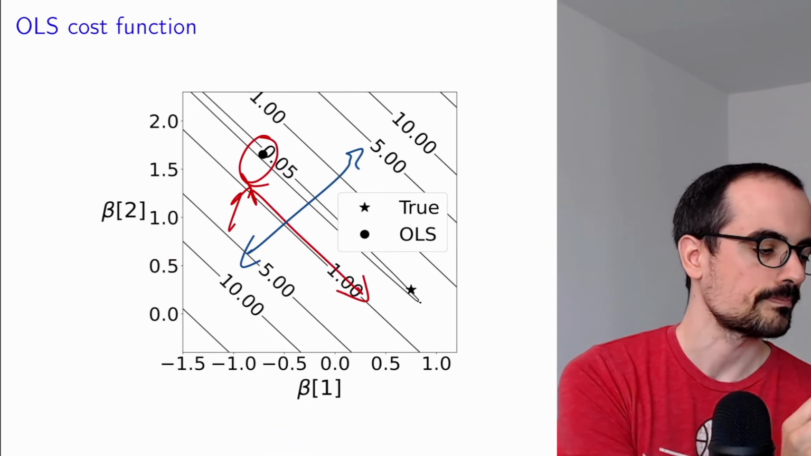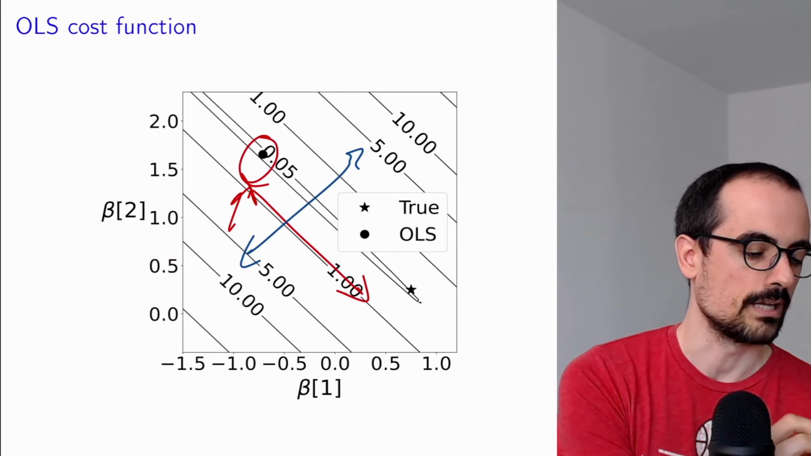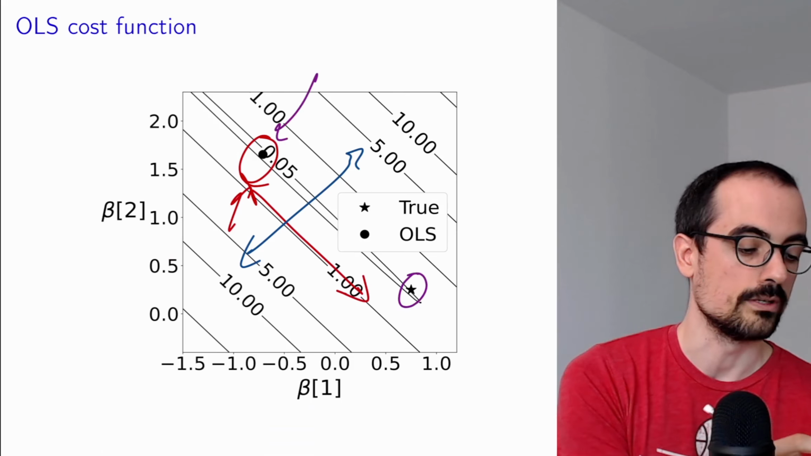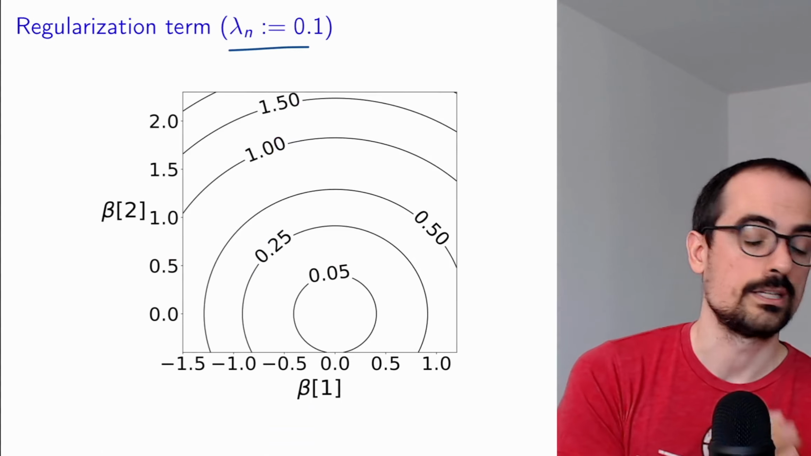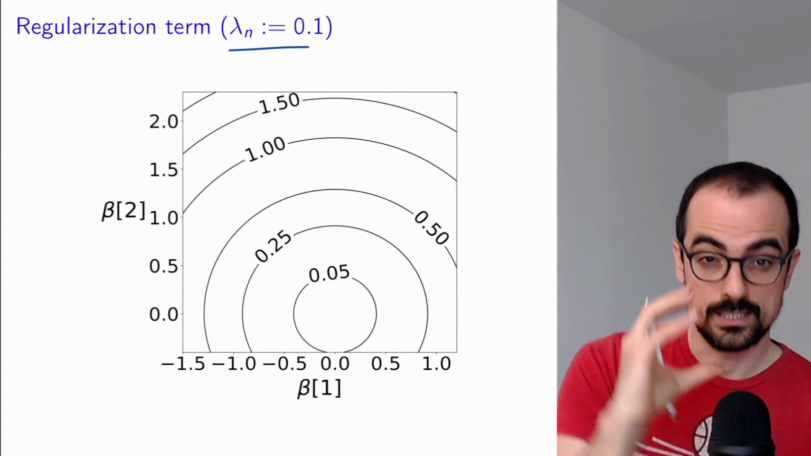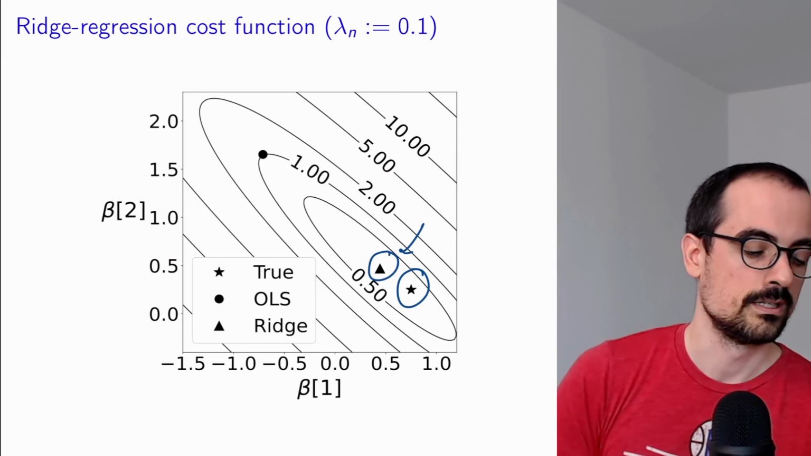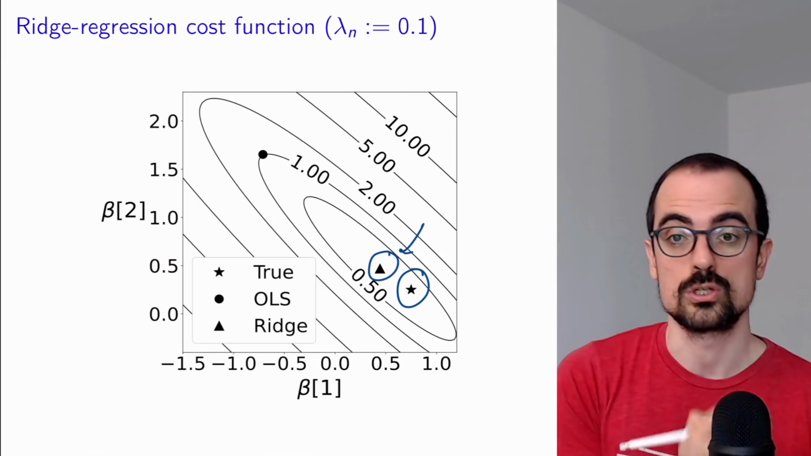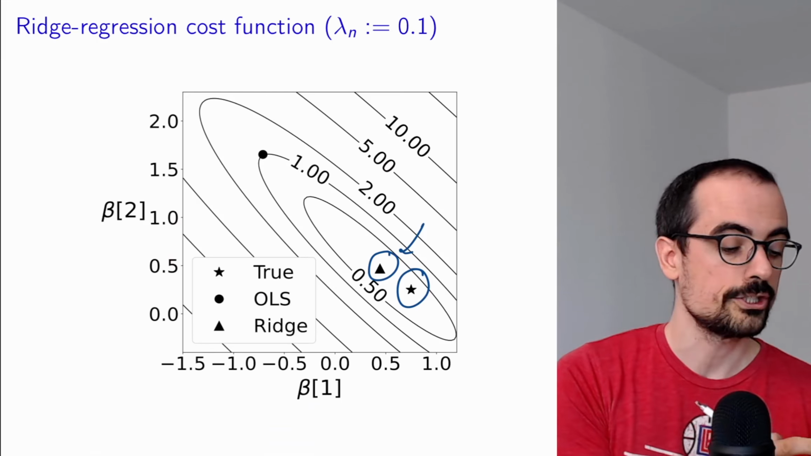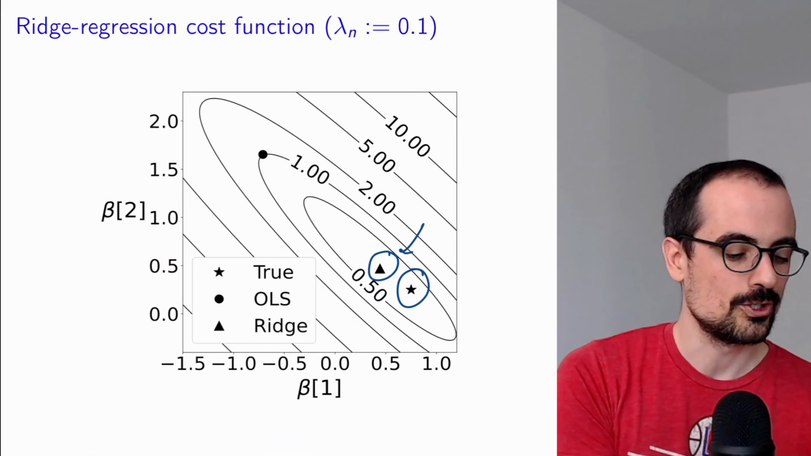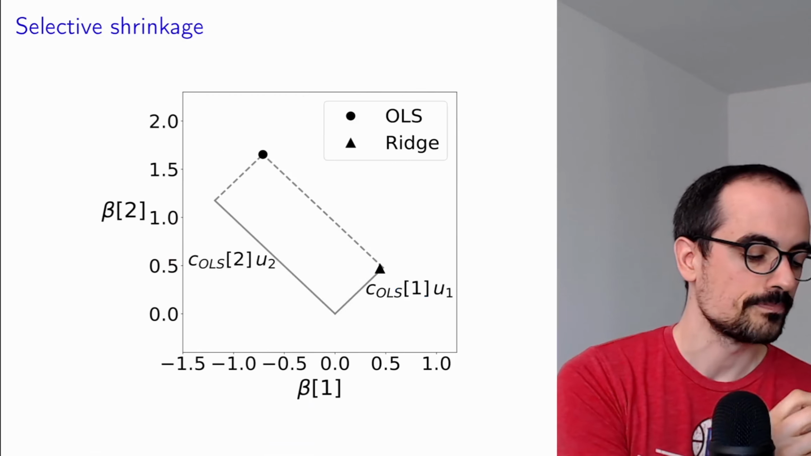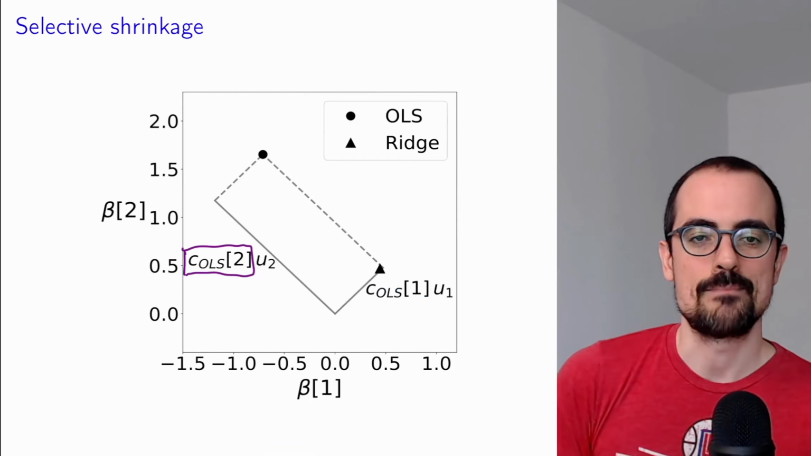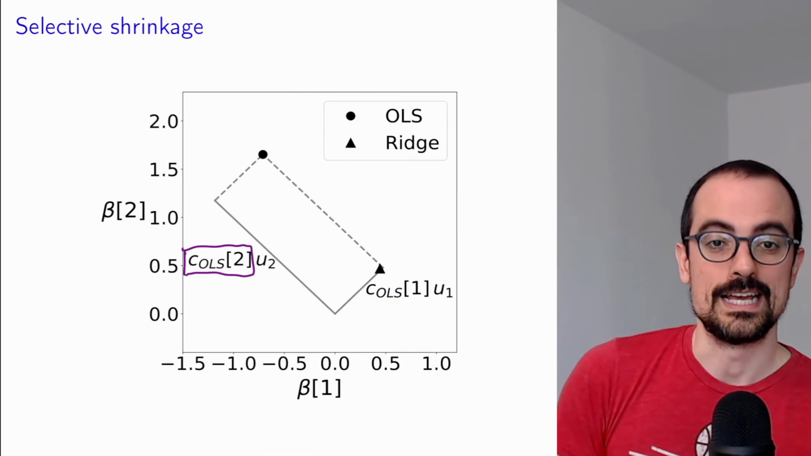Here you see a lot of error between the OLS coefficients and the true coefficients. When we add the regularization term, it distorts the cost function to bring the ridge regression coefficients closer to the true coefficients. And as we saw, it does it mostly by squashing this amplitude of the OLS coefficients.